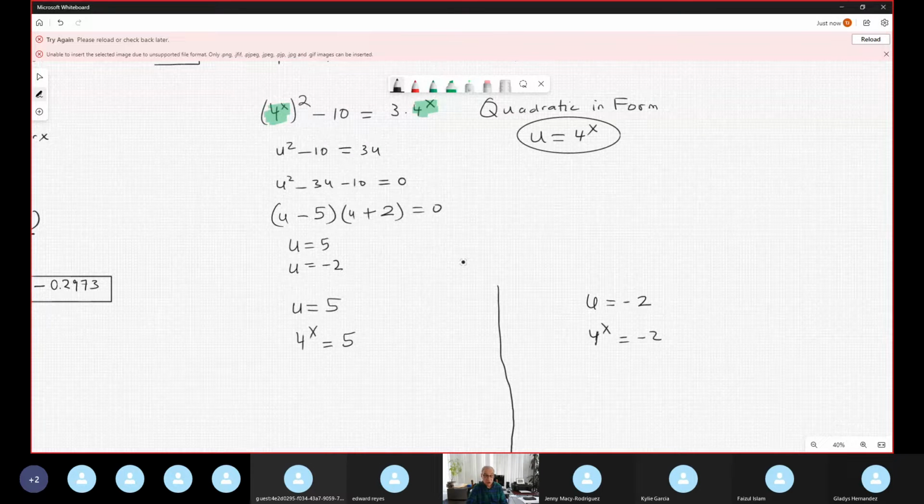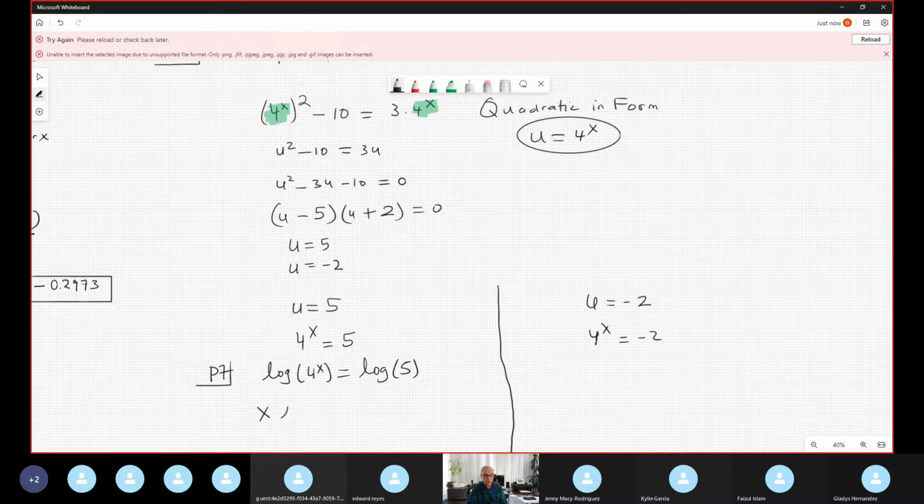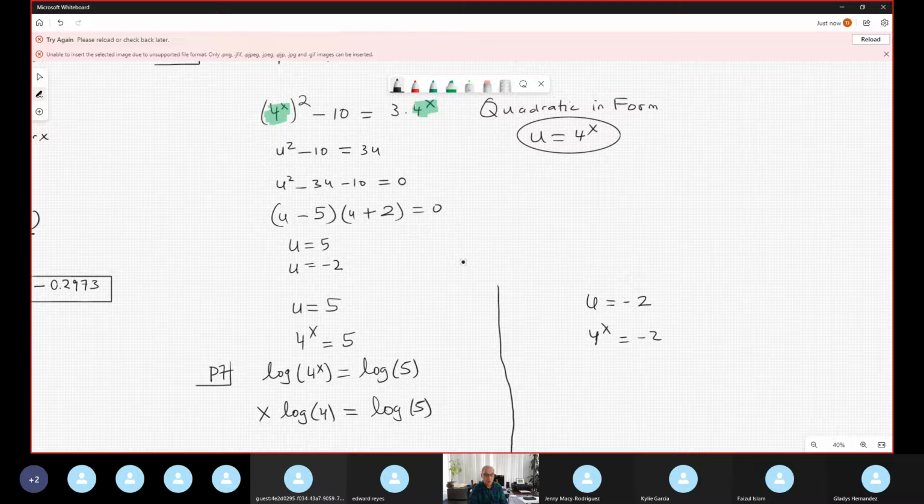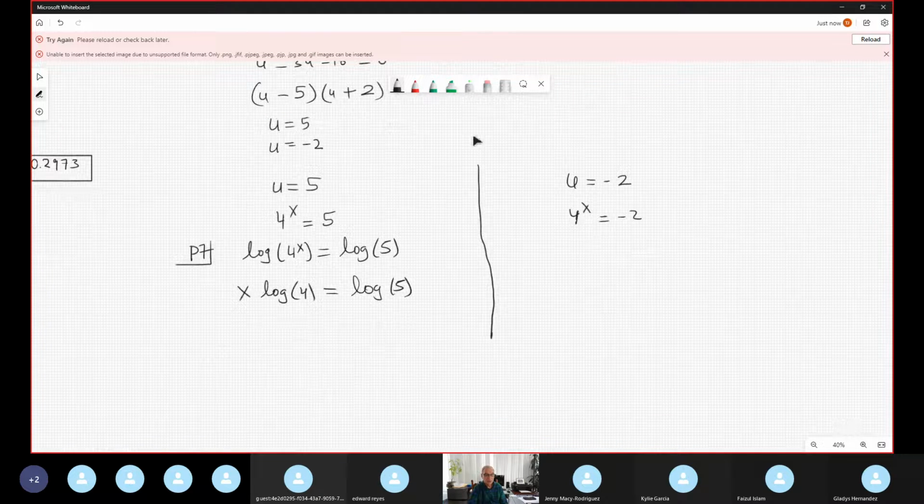You apply log. Why not? We are doing everything using ln, but the answer doesn't change for whichever logarithm you select. You apply one more time the property 7. This exponent goes to the front: x log of 4 equals log of 5, divided by log of 4 on both sides. x alone is log of 5 divided by log of 4.